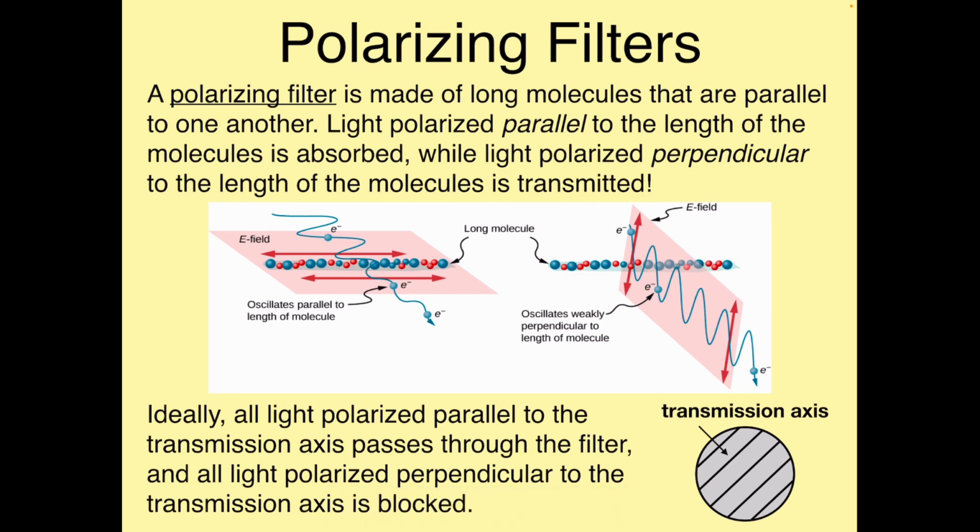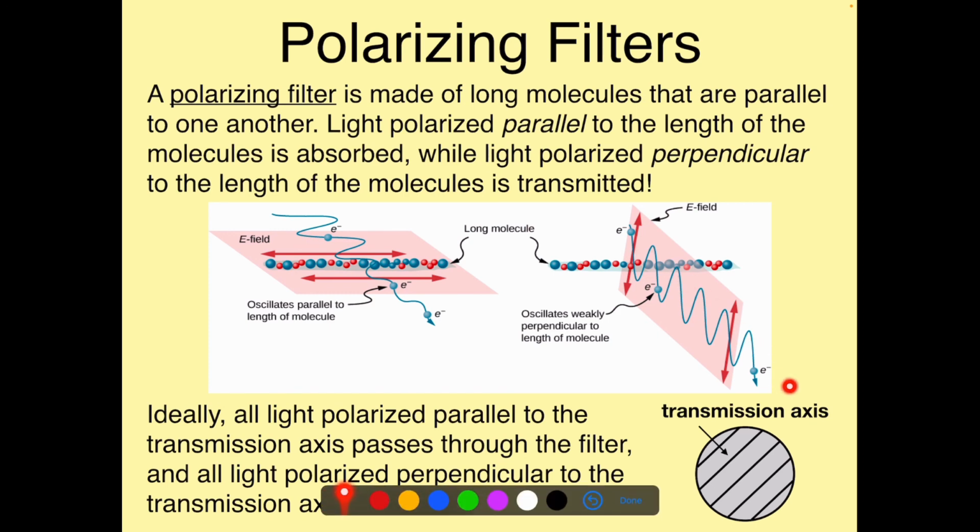On the other hand, if we have light that's polarized perpendicular to the length of those molecules, that's mostly going to go through. So if this shows the length of the molecules, again, going from left to right, but this time we have a light wave that's polarized vertically, so the E field is oscillating up and down like this, well, the electrons don't really have any room to oscillate up and down in that molecule, so very little of the energy of the light wave is going to be absorbed.